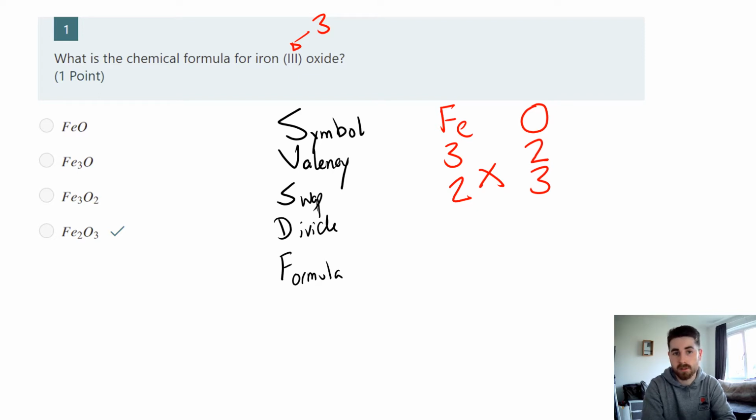We can't divide those numbers any further, we can't simplify them any further, we can't take out a common factor, so we leave the numbers 2 and 3 as they are. So that means we have 2 irons for every 3 oxygens, so we get Fe2O3.